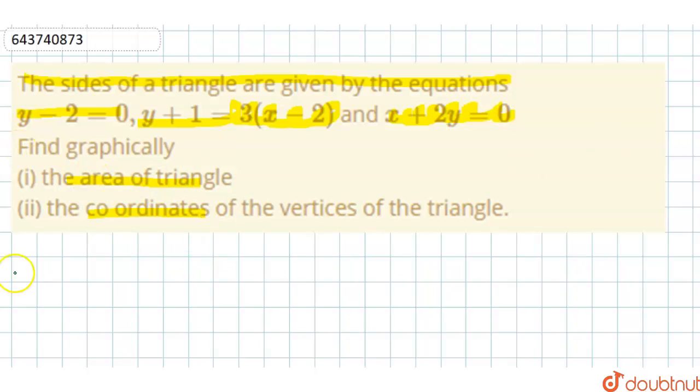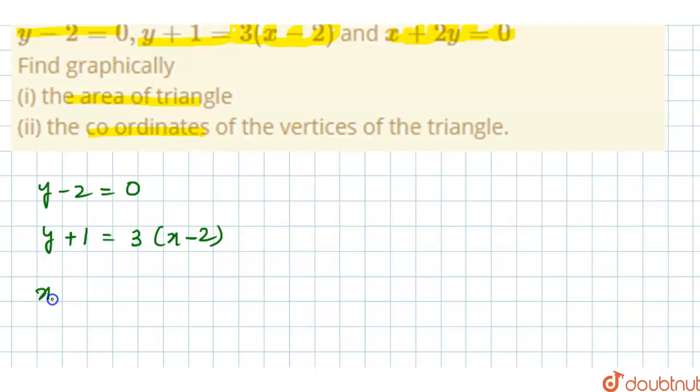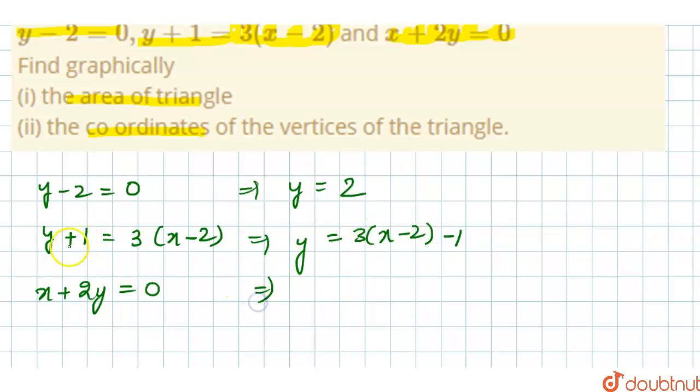So let us write down the given equations first. y minus 2 is equals to 0, y plus 1 is equals to 3 of x minus 2, and the third equation is x plus 2y is equals to 0, right? So from here we will find our y values. Here our y is 2, here our y will be equals to 3 of x minus 2 minus 1, right? This one will go on the right hand side, and here 2y is equals to 0 minus x. This x is positive here, it will become minus on the right hand side. So 2y is equals to minus x and y is equals to minus x by 2, right?